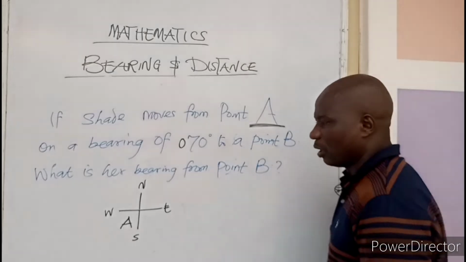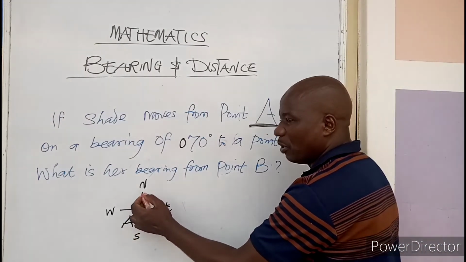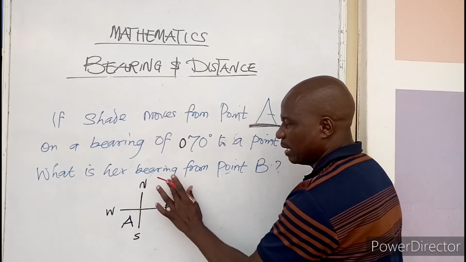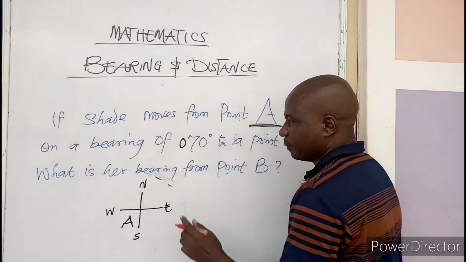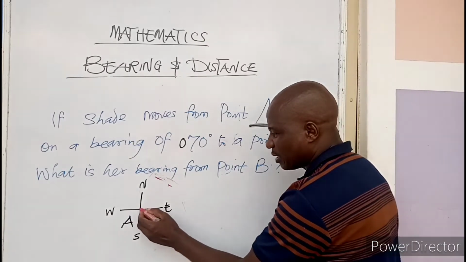So I'm starting from the north. This is my north. I move in a clockwise direction. This is my clockwise direction. Now, what did they say? 70. What is the total of this place? 90. Of course, our 70 should be somewhere here.